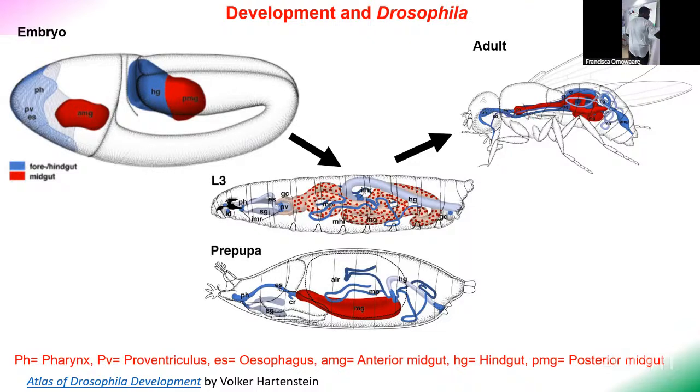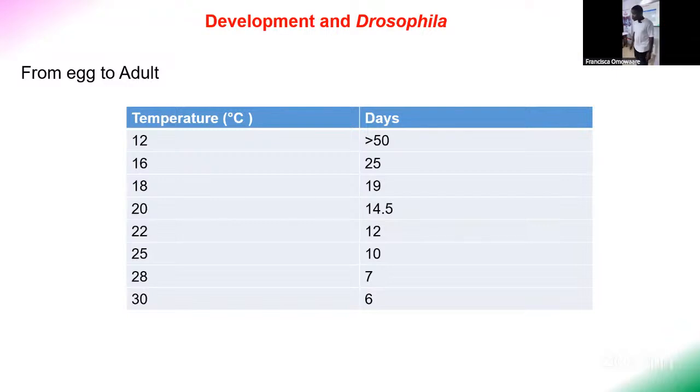So during the development of the fly, they are sensitive to temperature. Is that okay? The life cycle from egg to adult at 12 degrees takes about 50 days. At 18 degrees it takes about 19 days. At 28 degrees it takes about 7 days. So they're temperature sensitive as well.